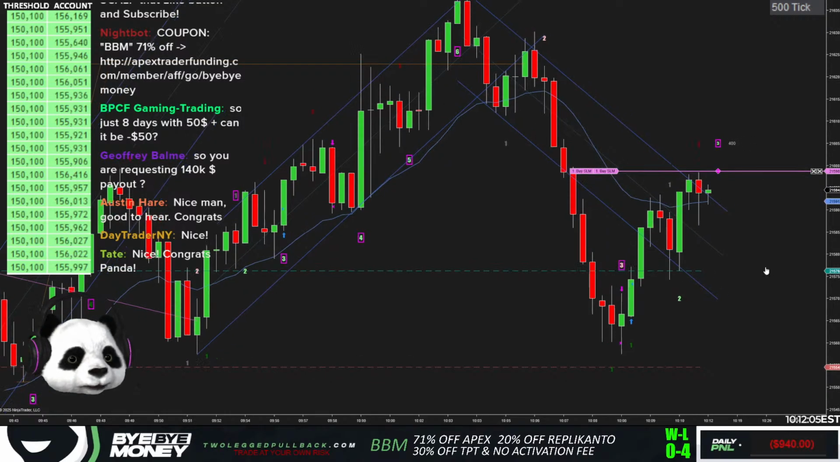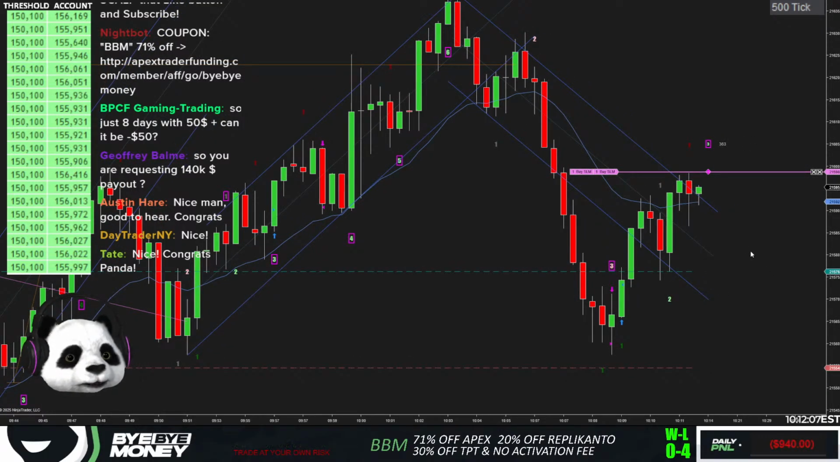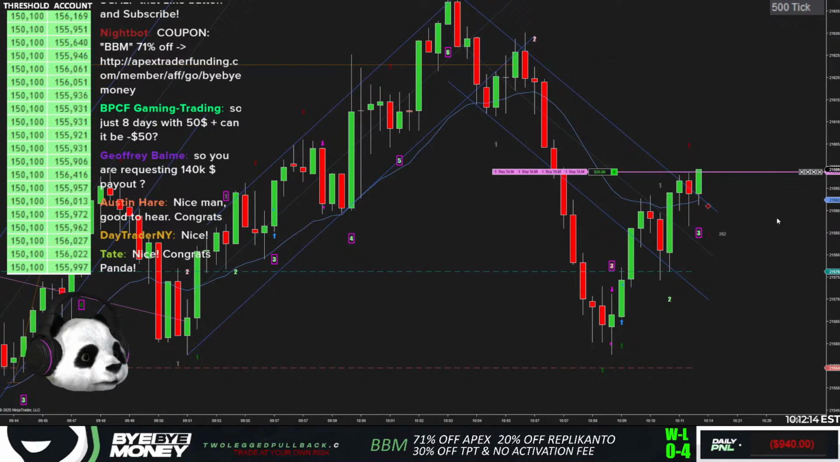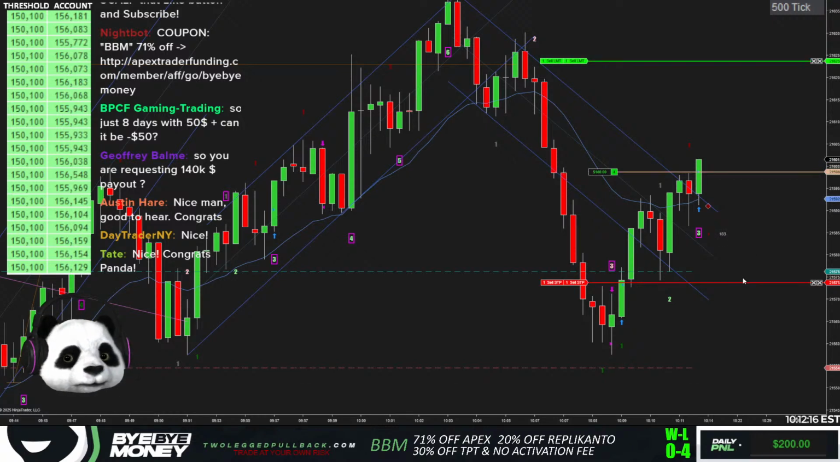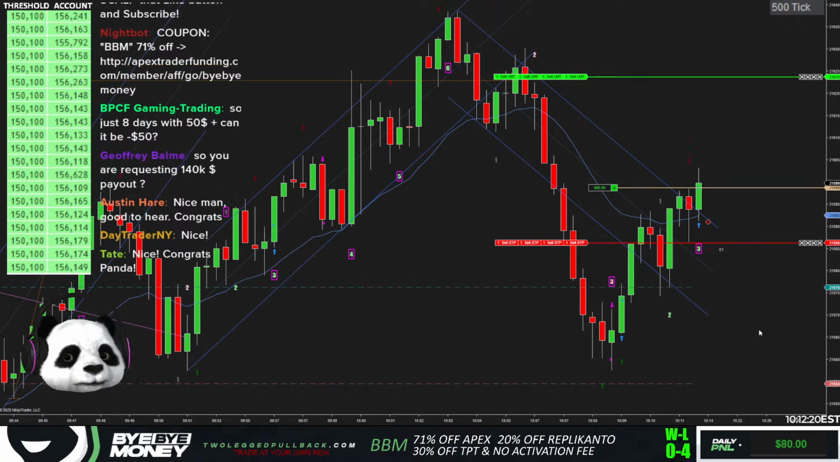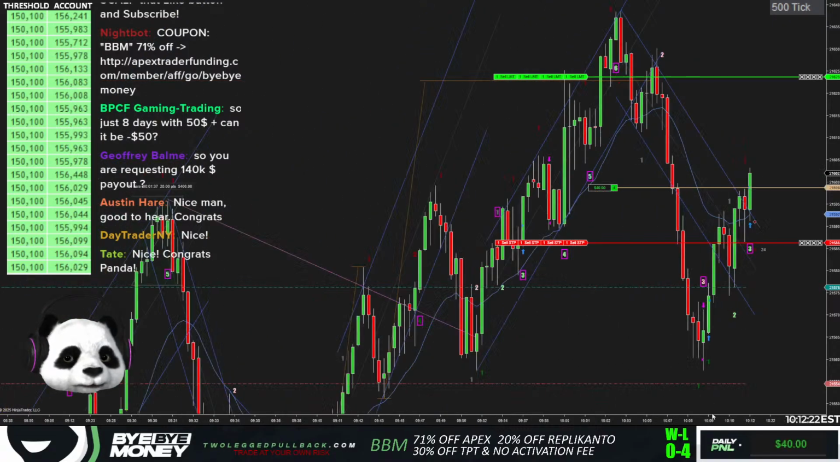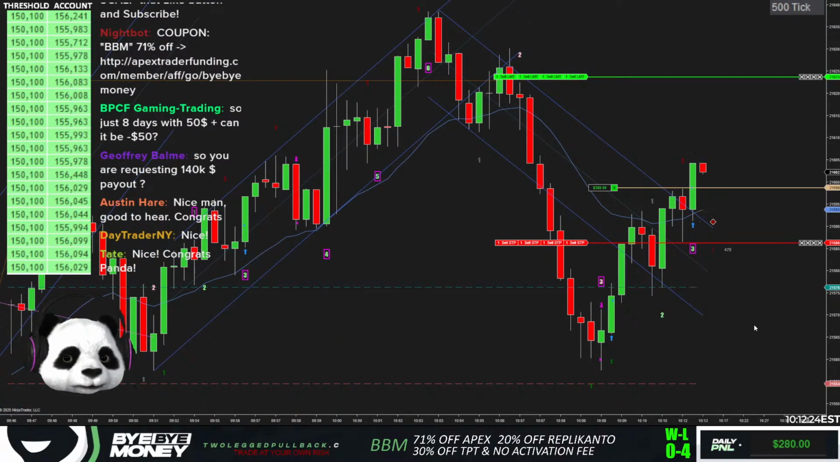Let's make some bamboo, pandas. Can we make a little bamboo today, please? That's all I'm asking for. Just a little bamboo today. I would like a little bit of bamboo today. That'd be nice. I think we have a good trade here. If it doesn't work out, so be it. But I think it's a good trade here.